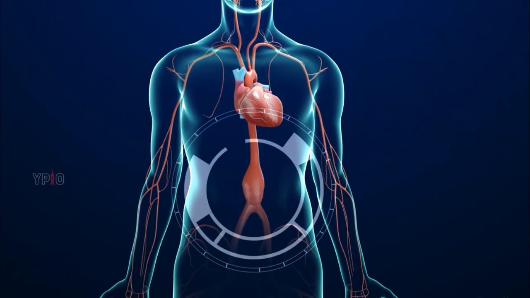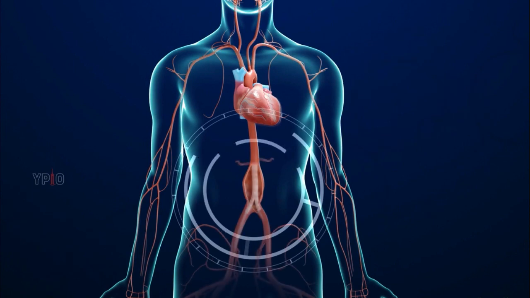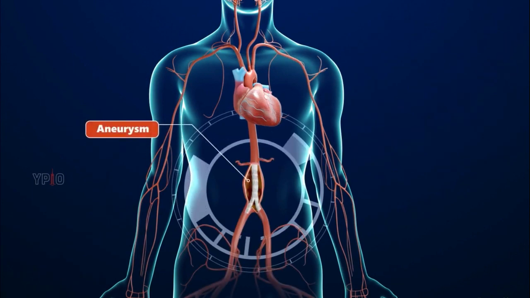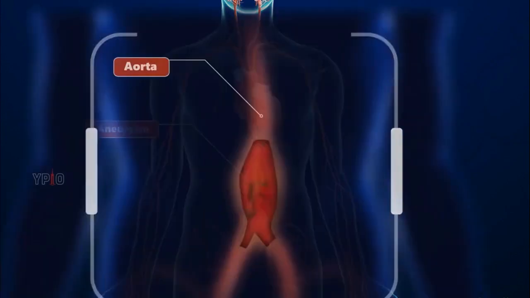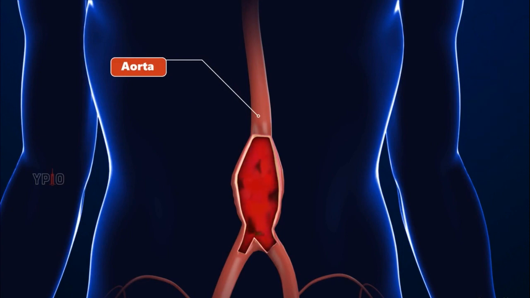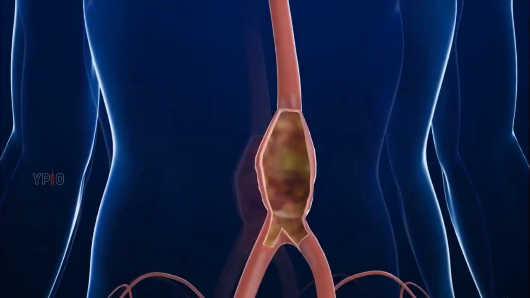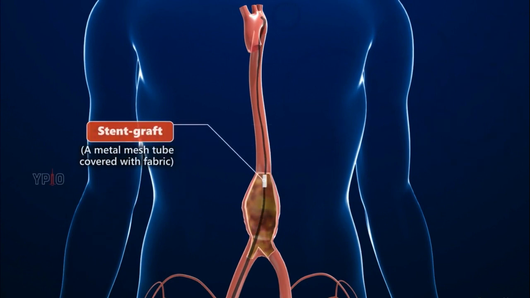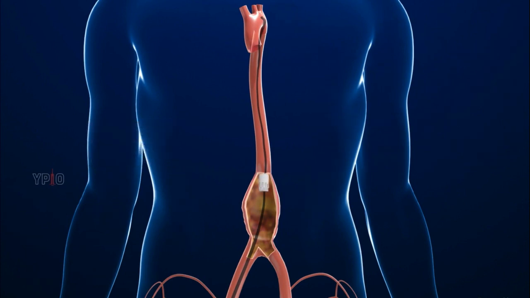Endovascular Aneurysm Repair, EVAR, is a minimally invasive surgical procedure to treat an aneurysm in the aorta, the main blood vessel that carries oxygen-rich blood away from the heart to the various parts of the body. The procedure involves inserting a stent graft, a metal mesh tube covered with fabric, through an artery in the groin under X-ray guidance, and advancing it up into the site of the aneurysm in the aorta to provide reinforcement and help prevent the aneurysm from bursting.